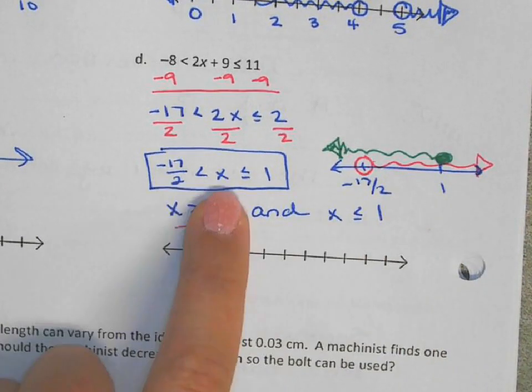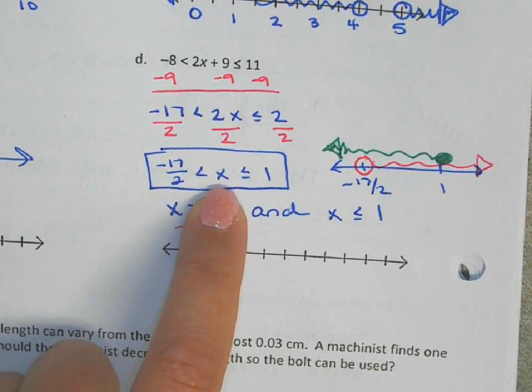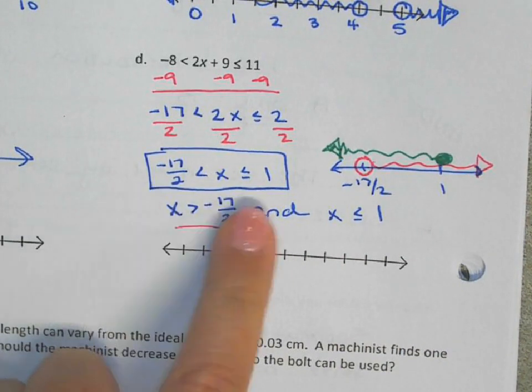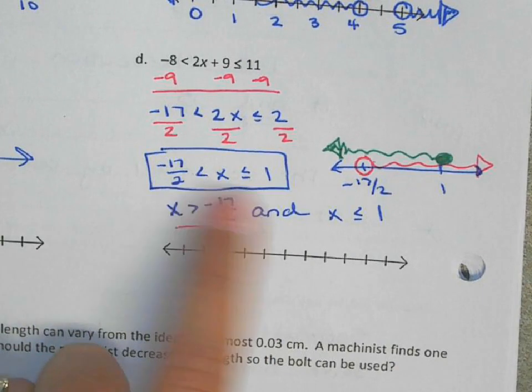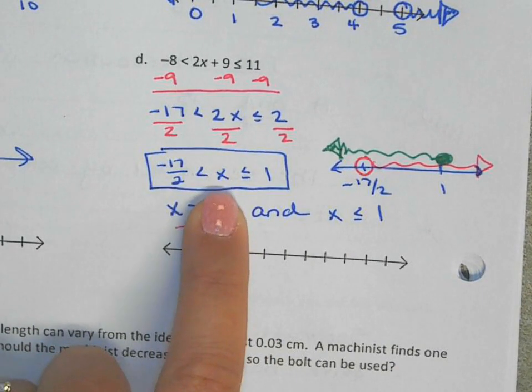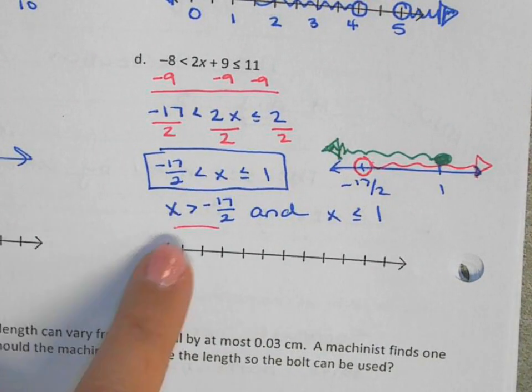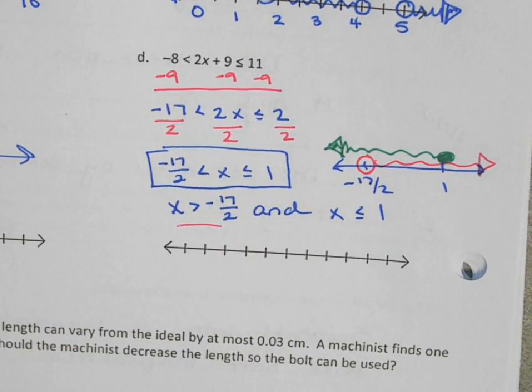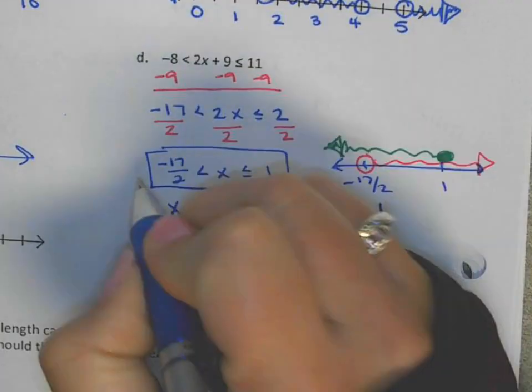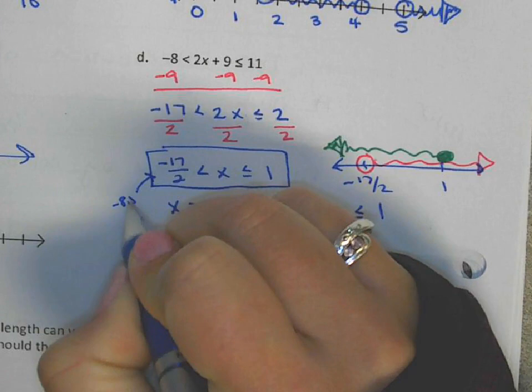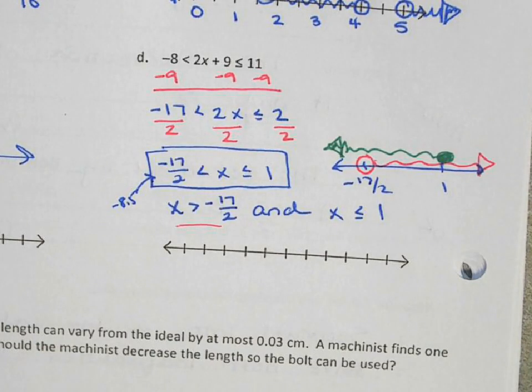But I always think that x is literally written in between these two numbers, and a lot of times when I see this, I already know what the graph is going to look like because I can see x is between this negative number and that positive number. So I know that negative 17 halves is at approximately negative 8.5. So if that helps you for graphing.